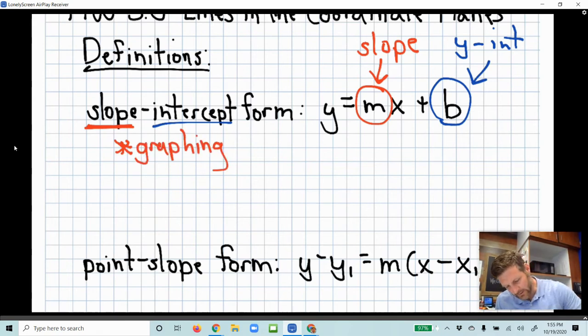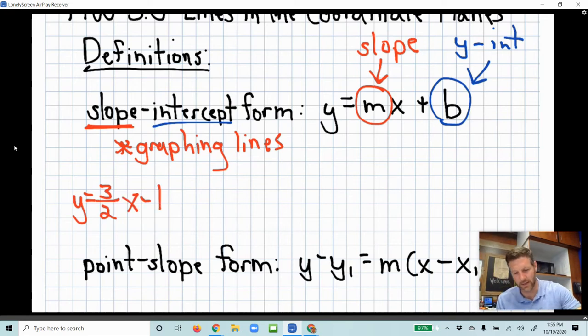Okay, we're going to talk about this in a moment, but the whole point is that you can use slope-intercept form to graph your lines very, very easily. If you hate graphing lines, it's just you haven't quite got how simple it is, and I hope to help you with that. So for example, here's an example: y equals 3 over 2x minus 1. What that tells me immediately is that this line crosses the y-axis at -1 and that it has a slope of positive 3 over 2.